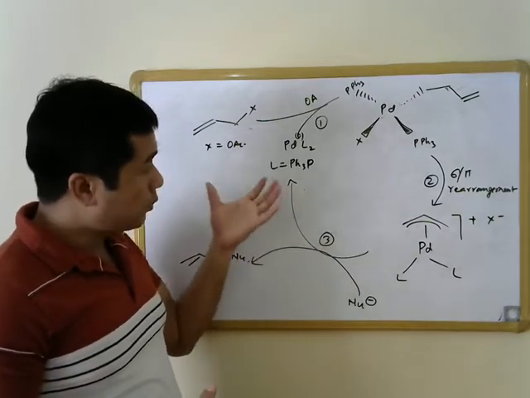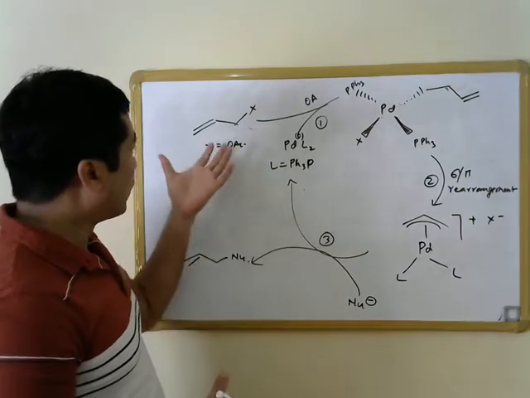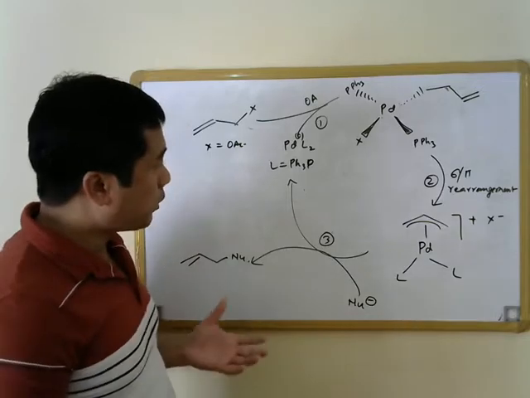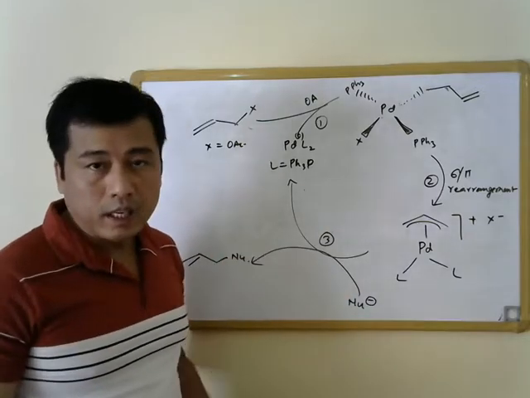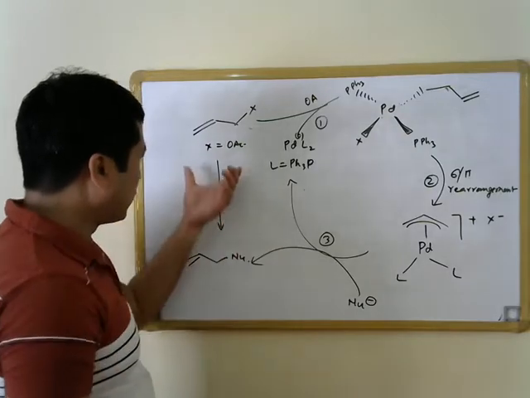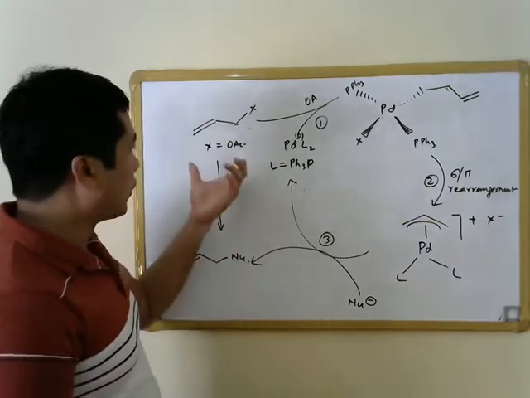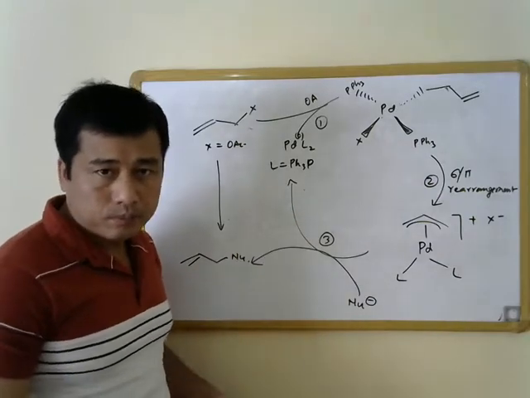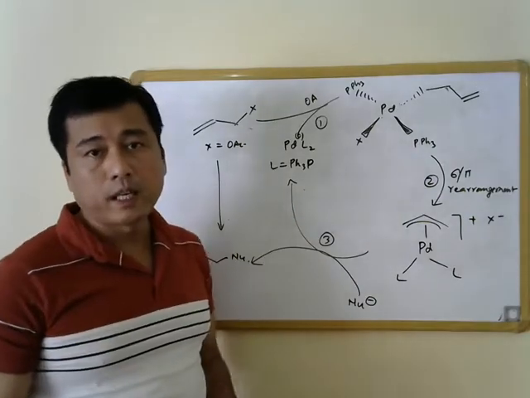So this is how palladium can catalyze such nucleophilic substitution reactions on allyl acetates via formation of these cationic metal allyl complexes. So one can carry out such nucleophilic substitution reactions very easily by using palladium as the catalyst. So this brings us to the end of this lecture.